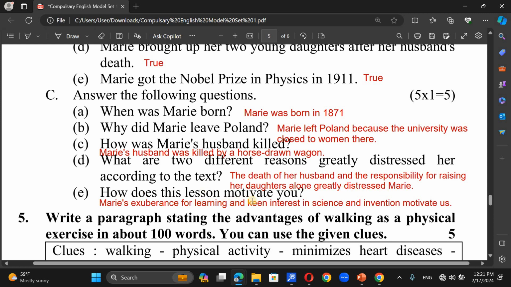How does this lesson motivate you? Mary's determination and her keen interest in invention and discovery really motivate us.